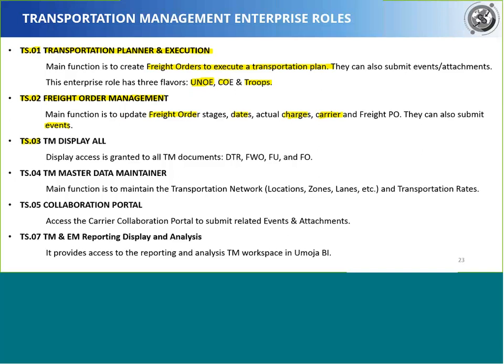Then we have another role, the 03, that is the display all, so no creation and update, but it provides access to display all the TM documents, DTRs, forwarding orders. This forwarding order doesn't apply to UNOE, it's mainly for COE and troops, so it doesn't apply to this session. Freight units and freight orders.